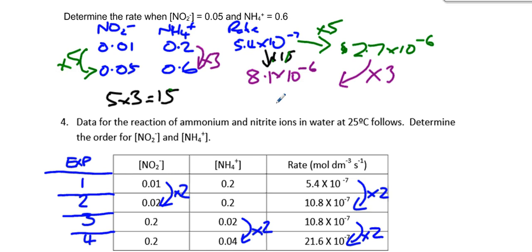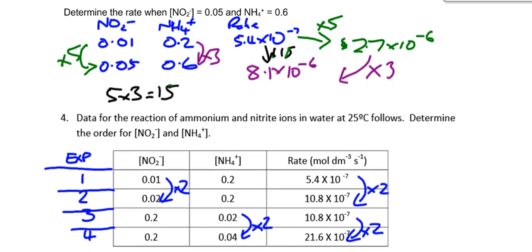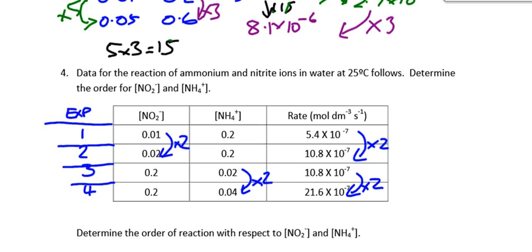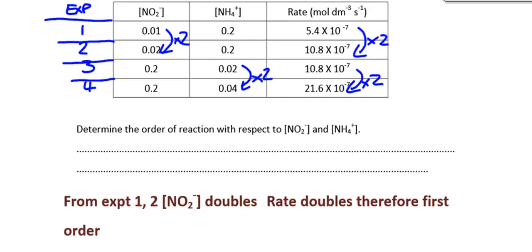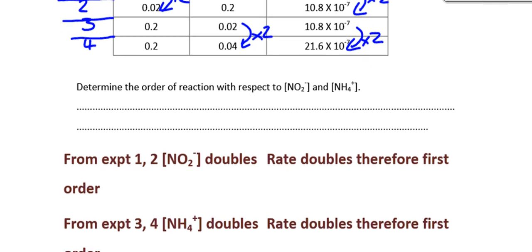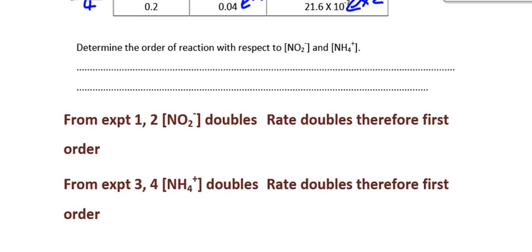So to finish this question off then, what do you actually need to write in the booklet itself, if you haven't completed this question already? Determine the order of reaction. We've already said that it's first order, and the ideal thing to write here then is from experiment 1 and 2, you're showing that NO2 minus doubles, therefore the rate doubles, and therefore it's first order. And from experiment 3 and 4, we said before, ammonium doubles, rate doubles as well.